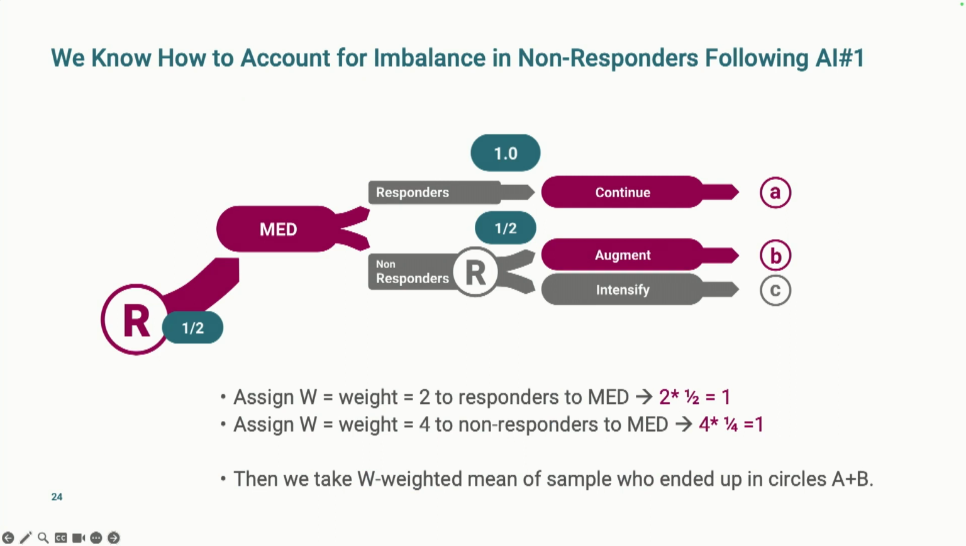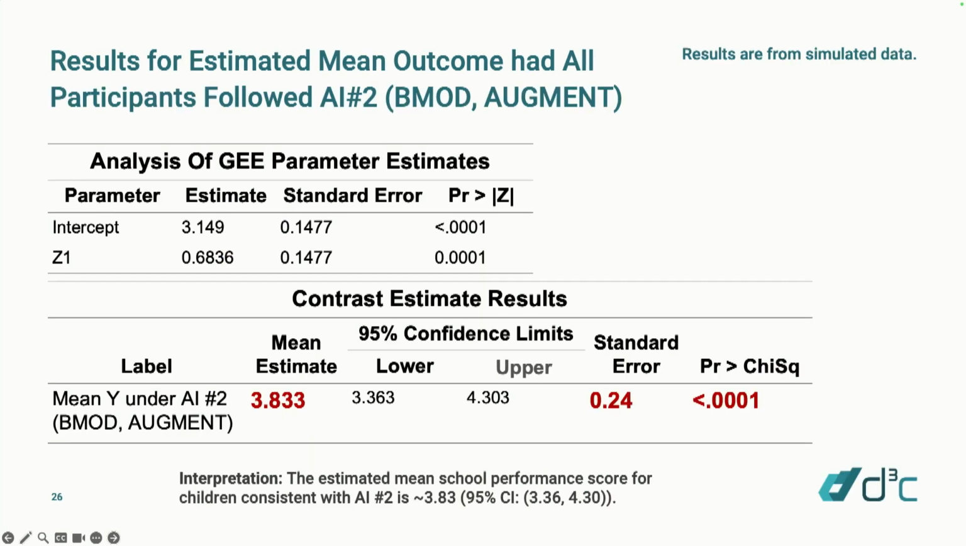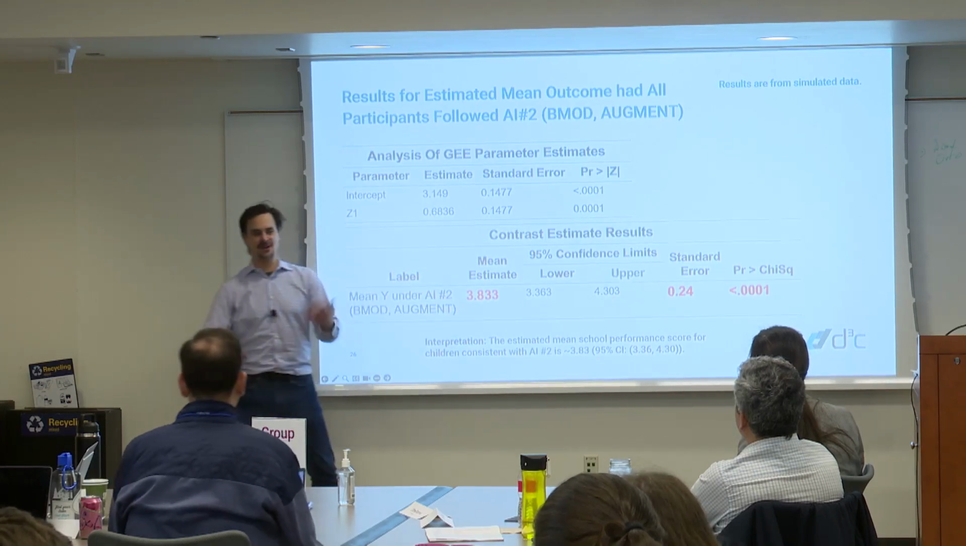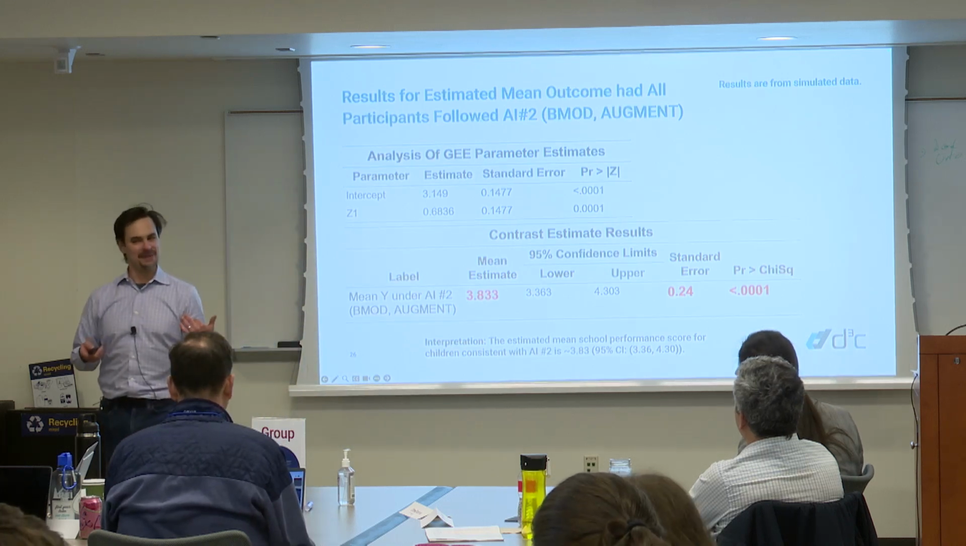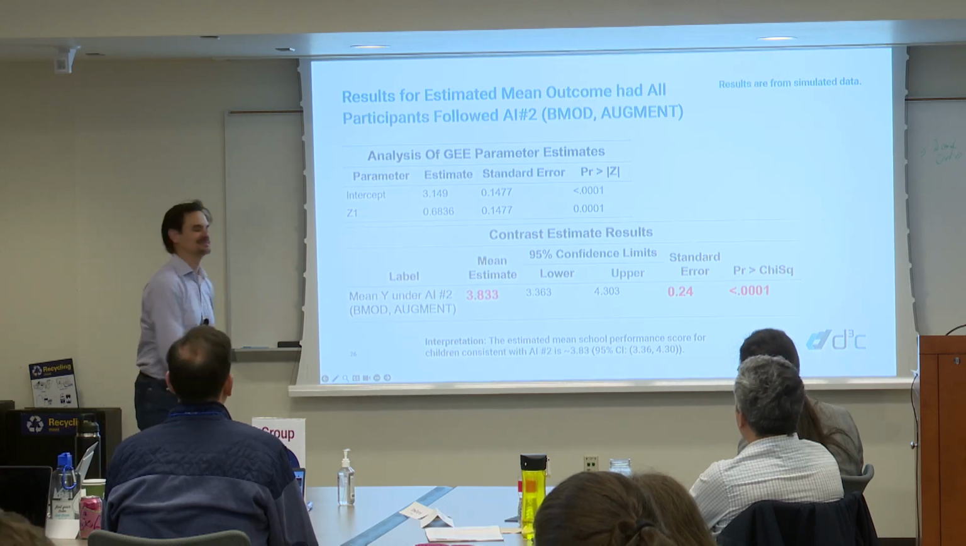Okay. All right. So we know how to account for the imbalance in non-responders following AI1. And we could just redo that for all 4 of them. But the problem is that it's not really satisfying to run 4 different regressions, and every single time, all you get is the mean outcome. I could do this 4 times, and I get the mean outcome under AI1, the mean outcome under AI2. But that's not what the AIM type 3 is. What's AIM type 3? It's the comparison, right?